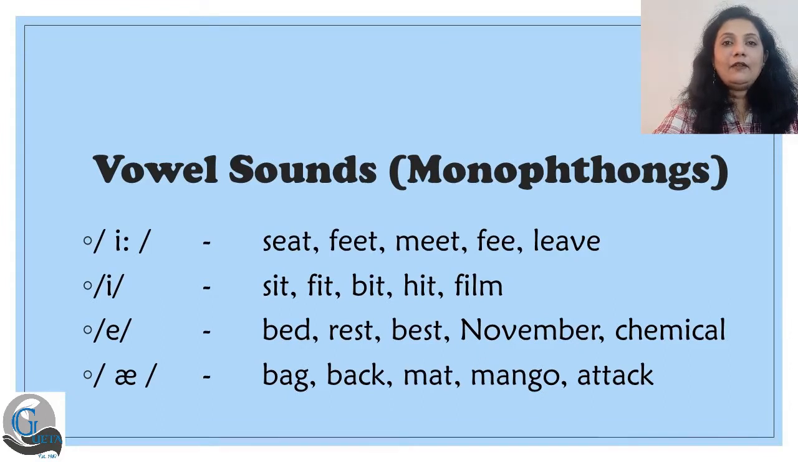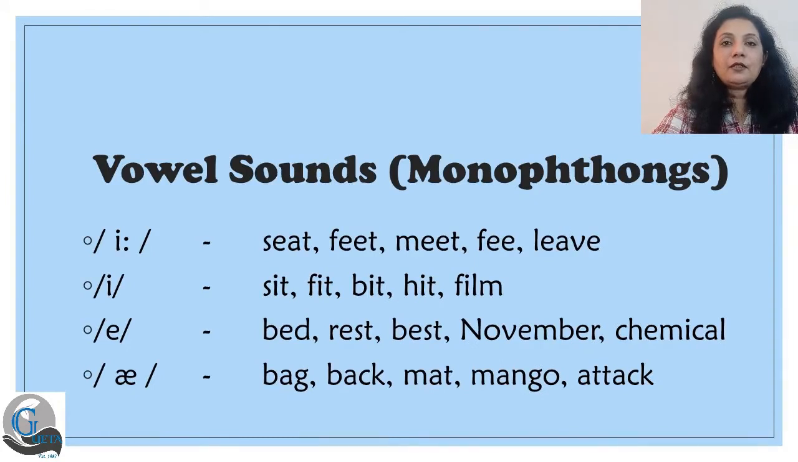The symbol I with 2 dots is used for the sound long E, as in words like seed, feed, meet, fee, leave. And the next one is I, and the sound is short E. It is used in words like sit, fit, bit, hit, fill.